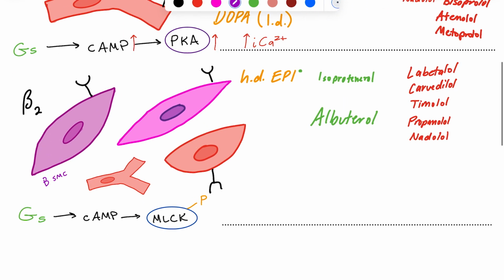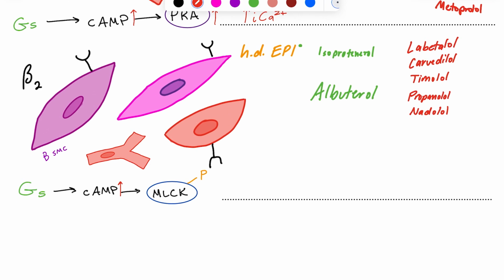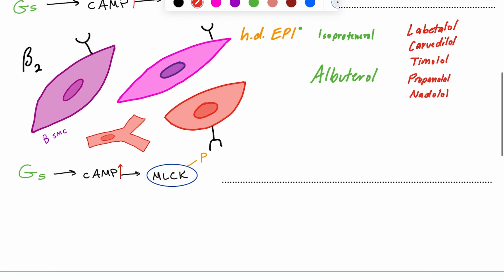And although you still get an increase in cyclic AMP as a result of the activation of the beta 2 receptor, you get a phosphorylation of myosin light chain kinase. And when that is phosphorylated, it actually inhibits contraction. So this leads to an inhibition of contraction, which leads to dilation.